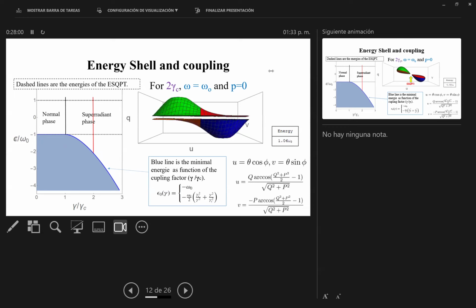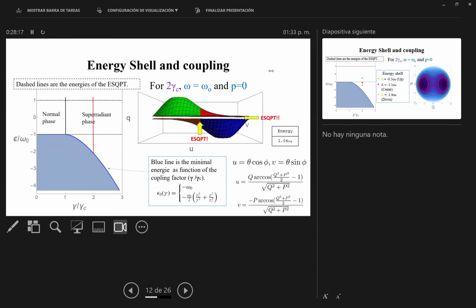Yes, exactly. When the animation starts, we are in the two sectors, and suddenly these two touch. When they touch at this point, this is the first ESQPT. And the second ESQPT is when the energy shells split. This is one way to represent the ESQPT behavior in the classical sense: the abrupt change in the surface in the classical regime.